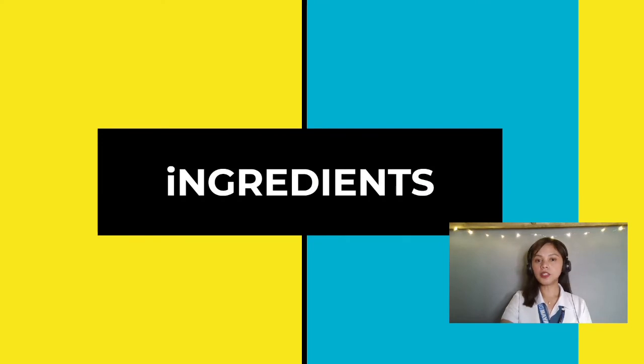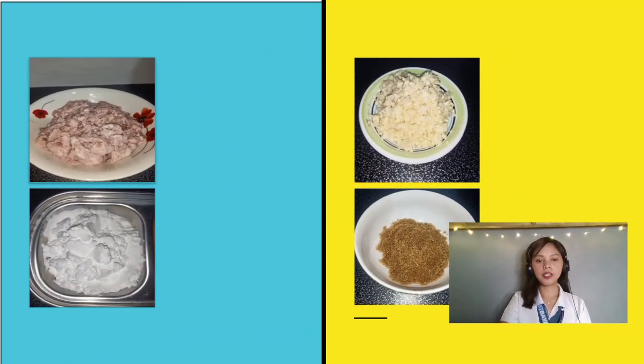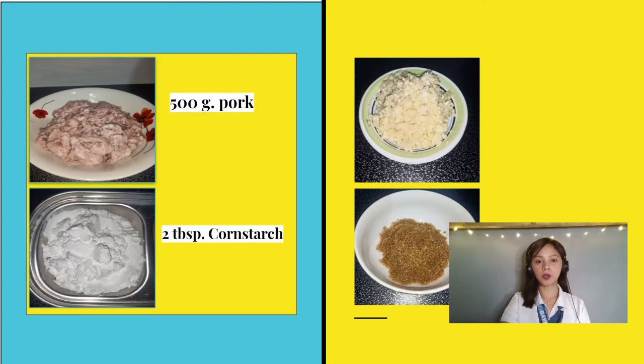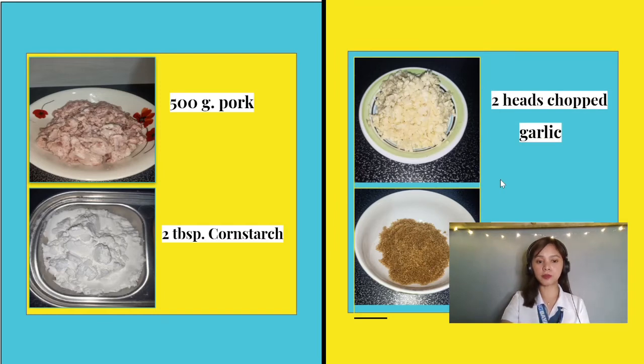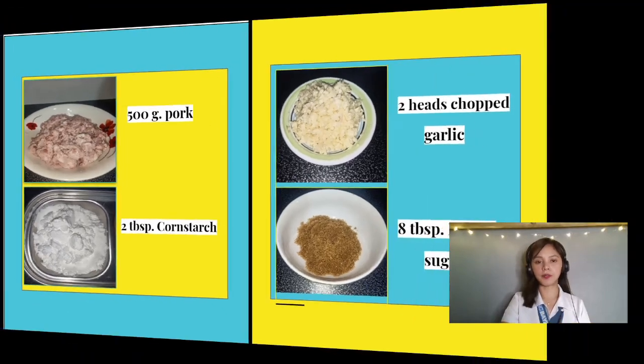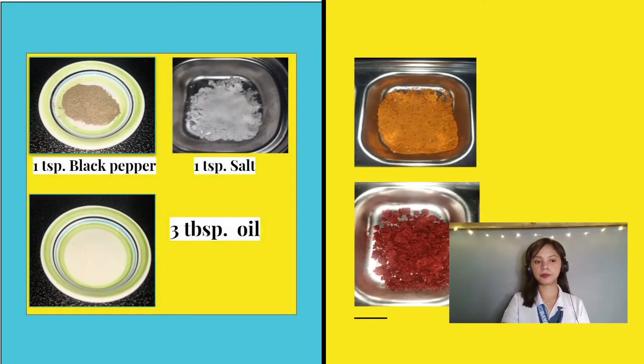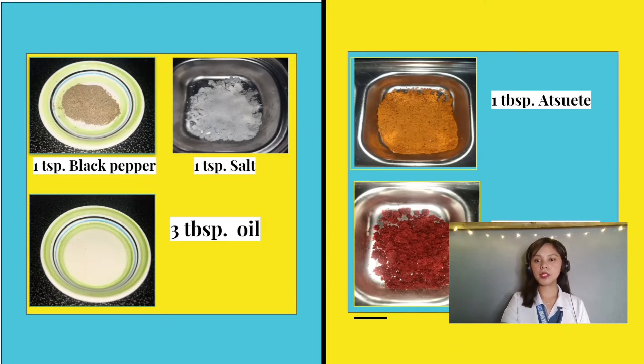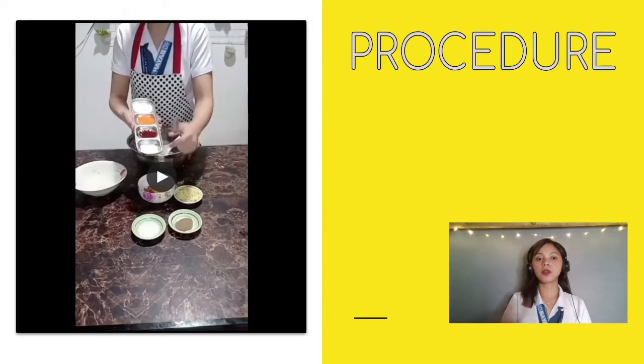What are the ingredients? So the ingredients are 500 grams ground pork. It's better if there is fat so that if you chew the skinless longanisa, it is soft. Cornstarch, a tablespoon of cornstarch. 2 heads chopped garlic. 8 tablespoons brown sugar. Next, 1 teaspoon black pepper. 1 teaspoon salt. 3 tablespoons oil. Next is 1 tablespoon atsuete, 1 tablespoon paprika. So those are our ingredients.